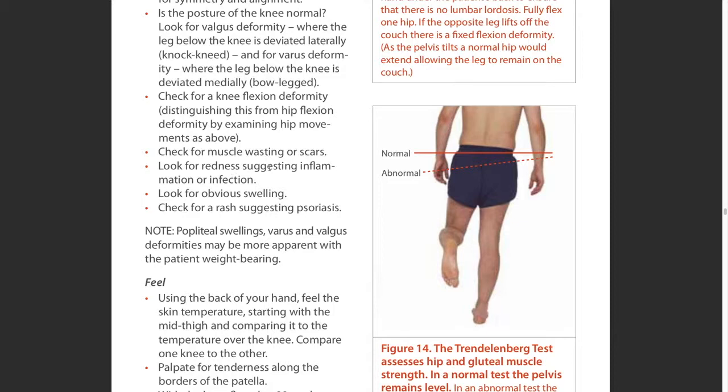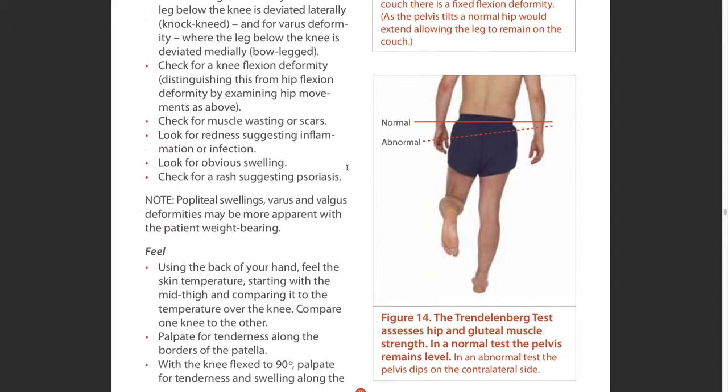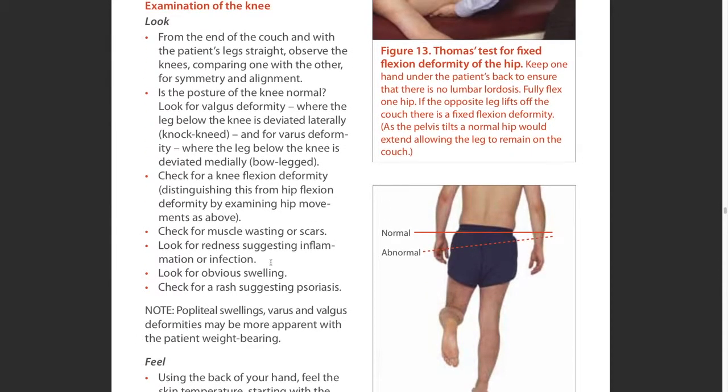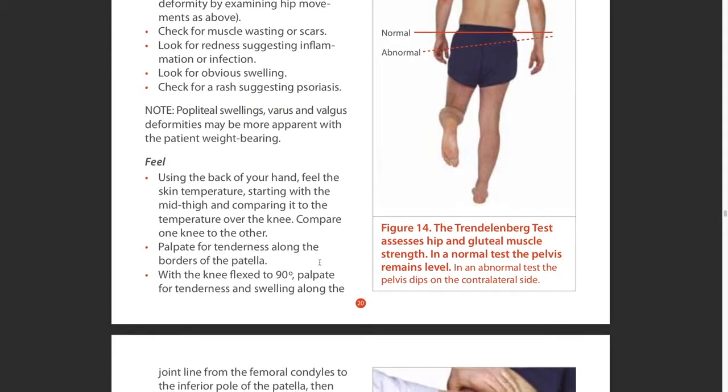Check for muscle wasting or scars. Look for redness suggesting inflammation or infection. Look for obvious swelling. Check for a rash suggesting psoriasis. So just looking for anything that you can find: any swelling, any redness, any rash, any deformities.